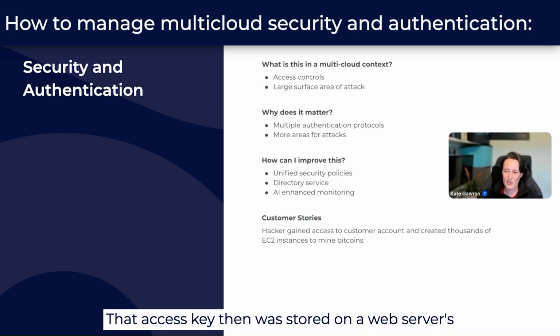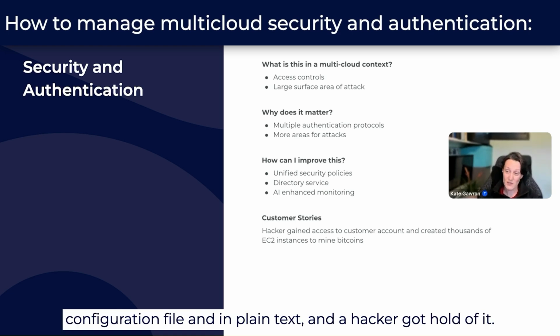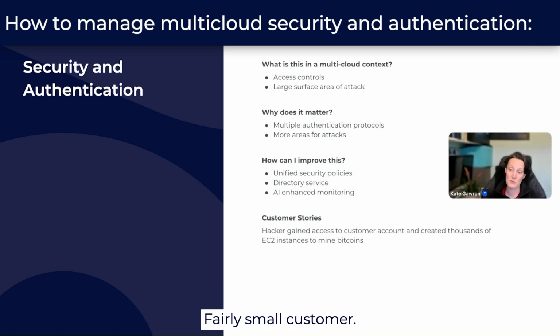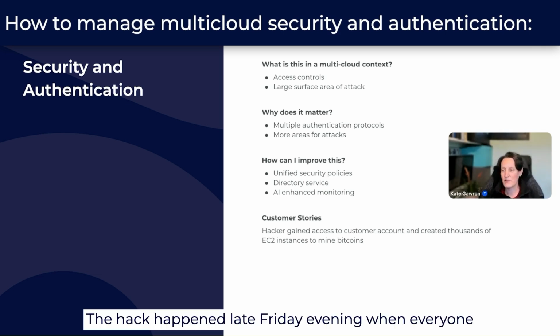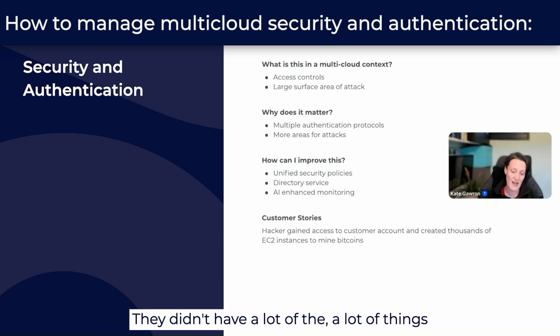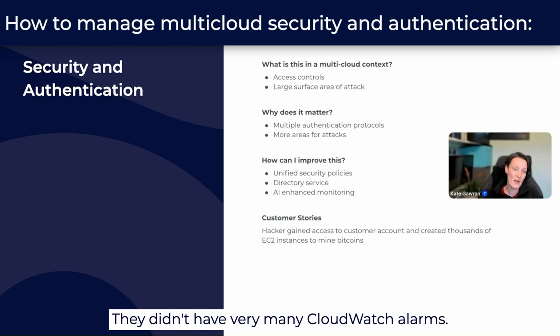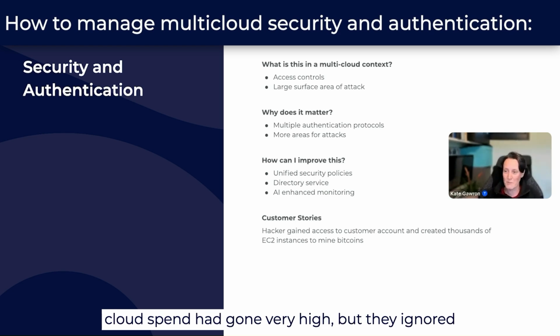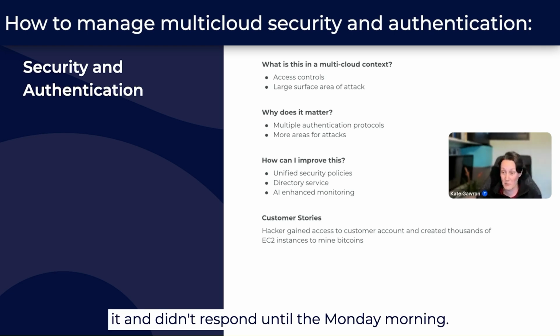That access key was then stored on a web server's configuration file in plain text, and a hacker got hold of it. This customer was billing around $500 a day of compute instance, a fairly small customer. The hack happened late Friday evening when everyone had gone home and the customer didn't notice it. They didn't have a lot of things set up, didn't have much automation, and didn't have very many CloudWatch alarms. They did get an alert from us telling them that their cloud spend had gone very high, but they ignored it and didn't respond until the Monday morning.